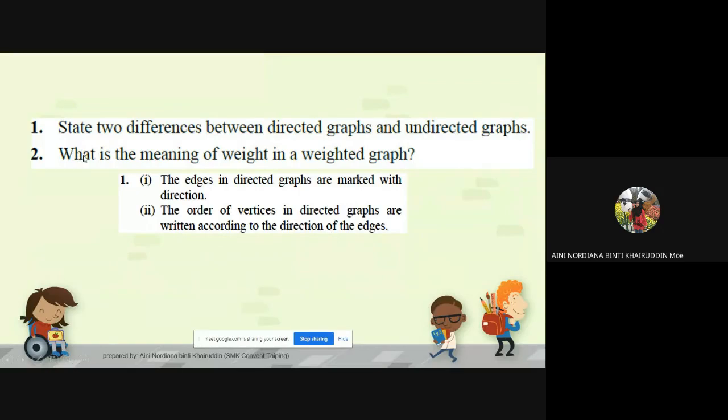Question number 2, what is the meaning of weight in a weighted graph? So the answer, a value or information involving edge. Okay, please mark your answer now.